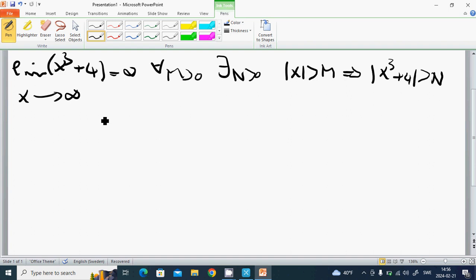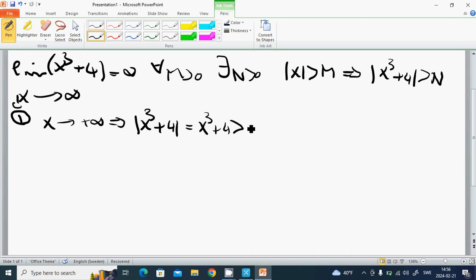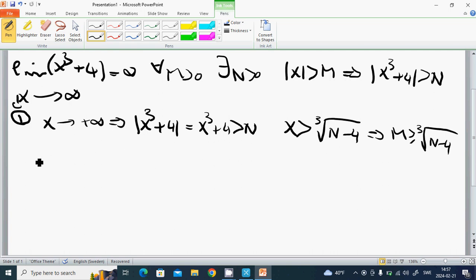We are going to have two cases. Case 1, x goes to plus infinity, then absolute x cubed plus 4 equals x cubed plus 4, which is greater than n, then x is greater than the cube root of n minus 4, then m is greater than or equal to the cube root of n minus 4.